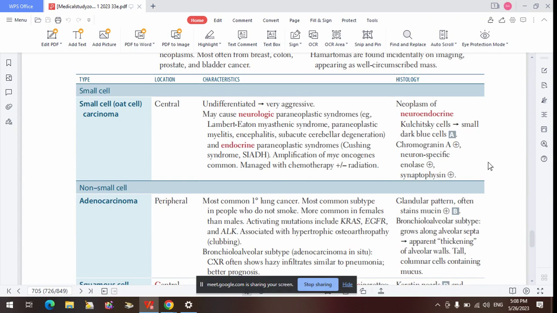Just like we have calretinin and cytokeratin in where? Calretinin and cytokeratin 5 or 6. Calretinin is in which malignancy? Mesothelioma.